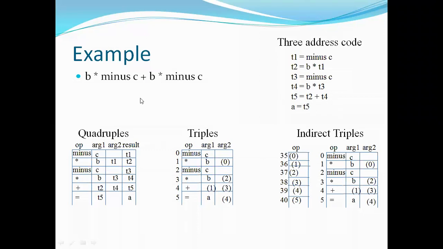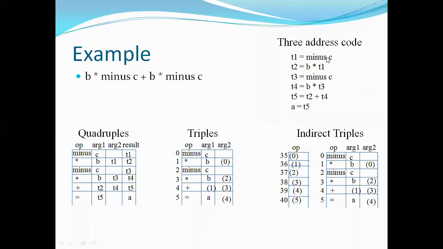And whatever the resultant assigned to T5, it should be in A. That means A is equal to B into minus C plus B into minus C. So I am assigning this temporary T5 to A. Make it clear, because whatever the resultant I have in the T5 variable, it should be assigned to A.